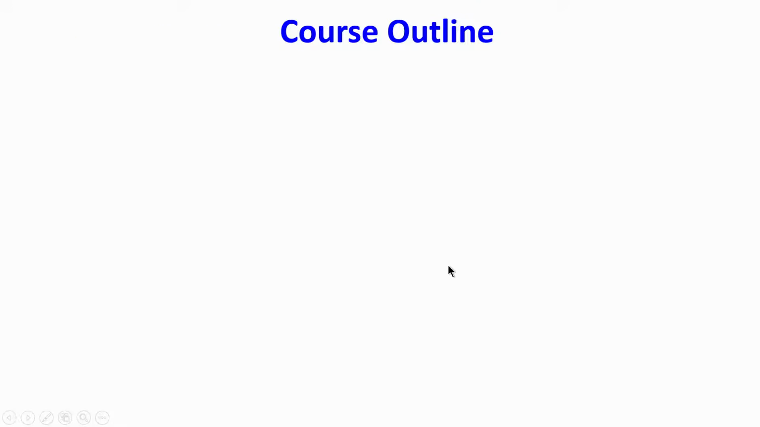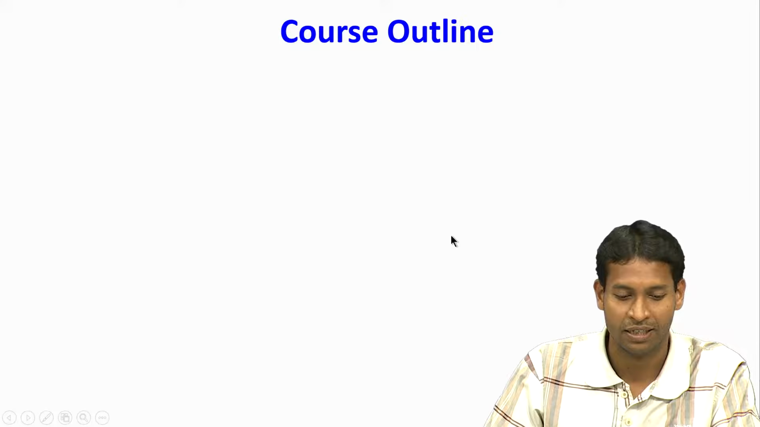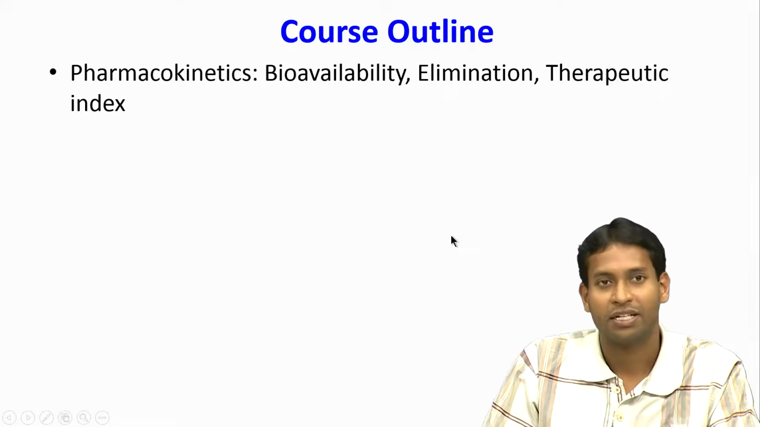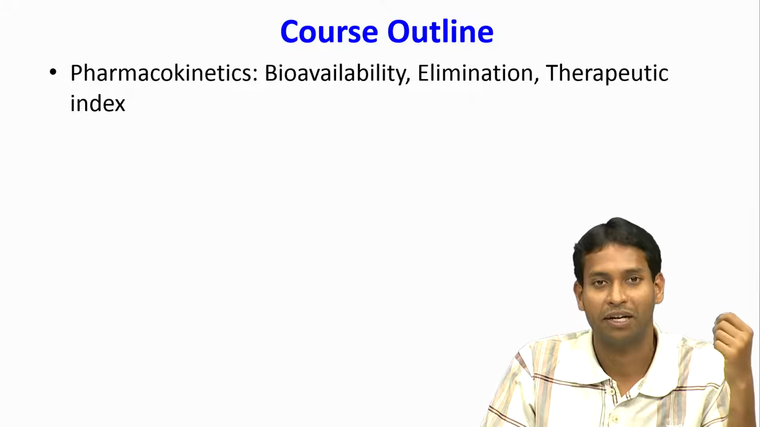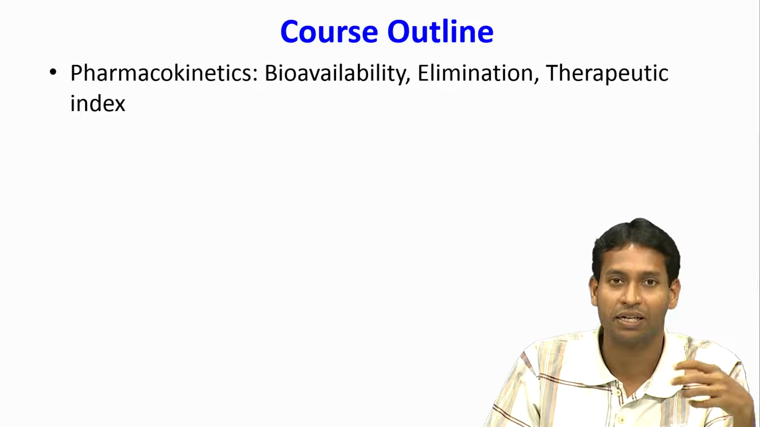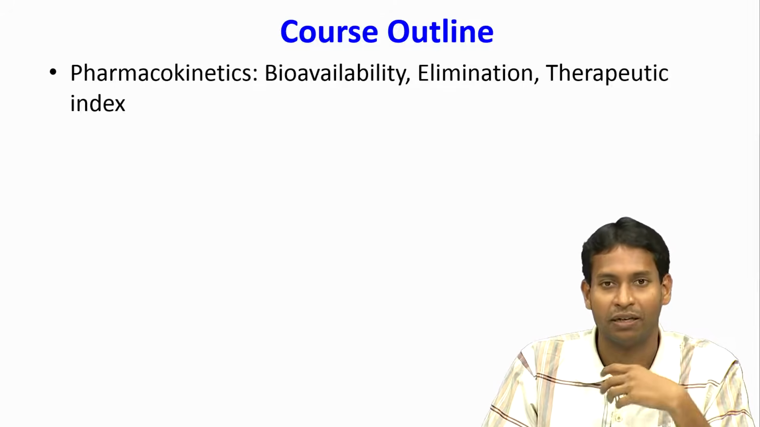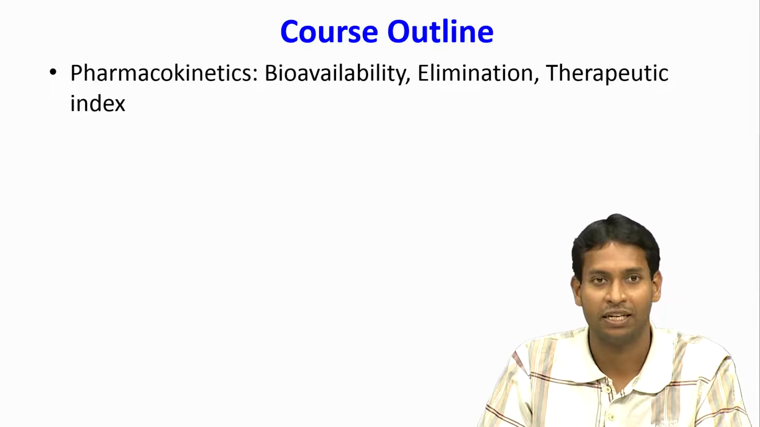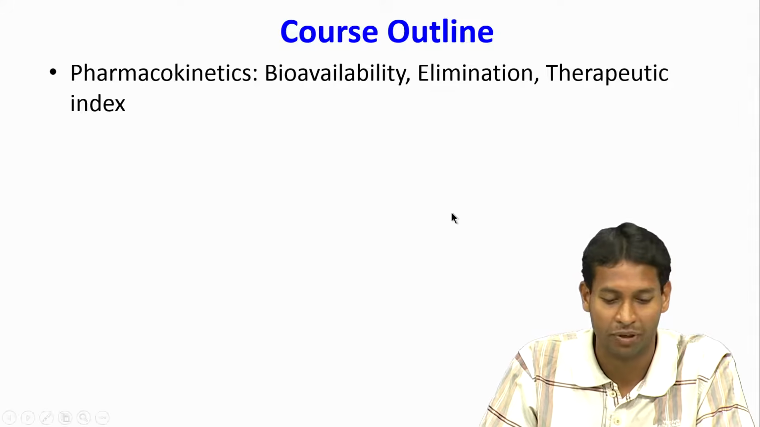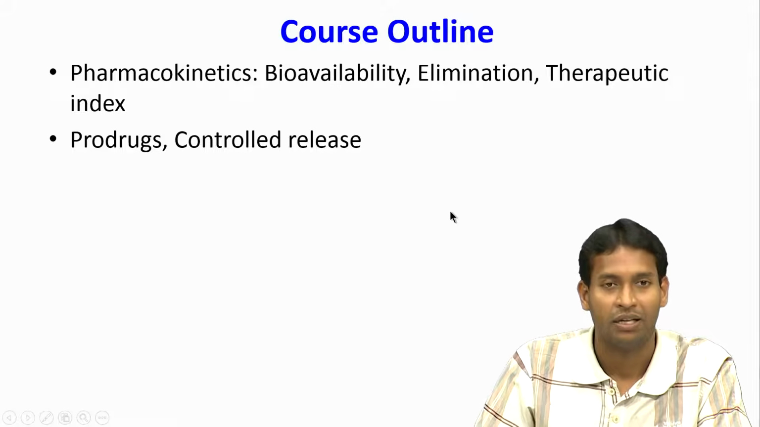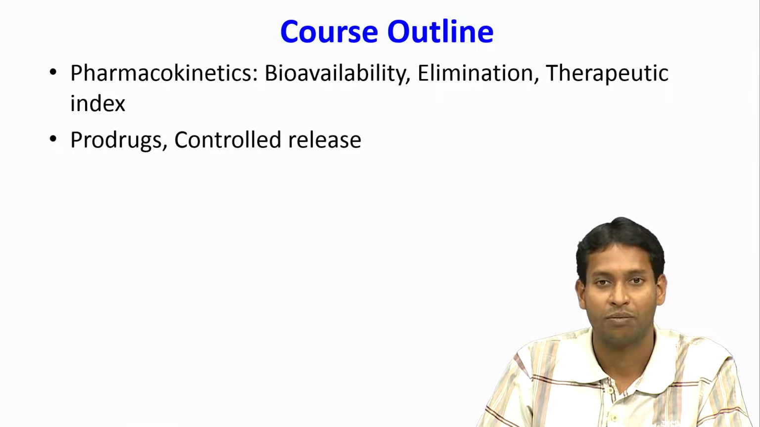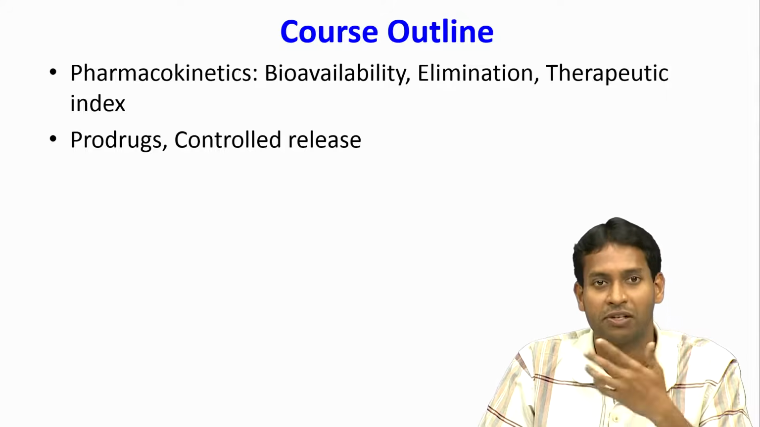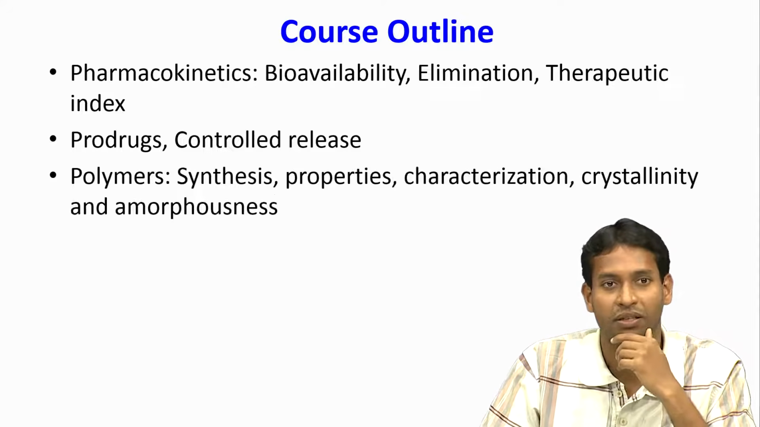I will briefly go over the course outline and how this course is going to go over the next few weeks. At the start of this course we will talk about pharmacokinetics, which typically involves the bioavailability of the drug, the elimination of the drug, and how therapeutic the drug is, and we will go over these terms in due time. Then we will talk about prodrugs and controlled release of these drug molecules. Some more engineering aspects will start coming in at this point.